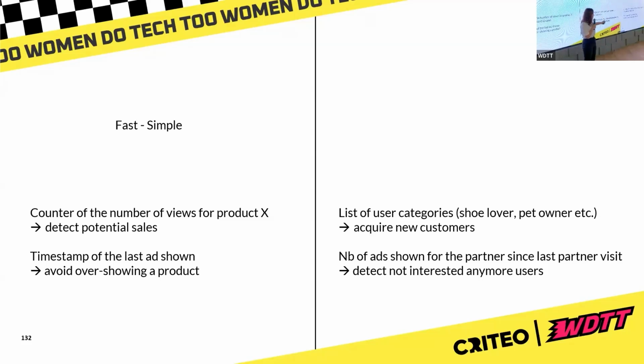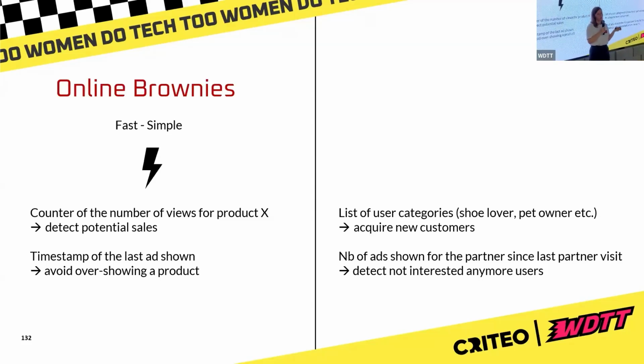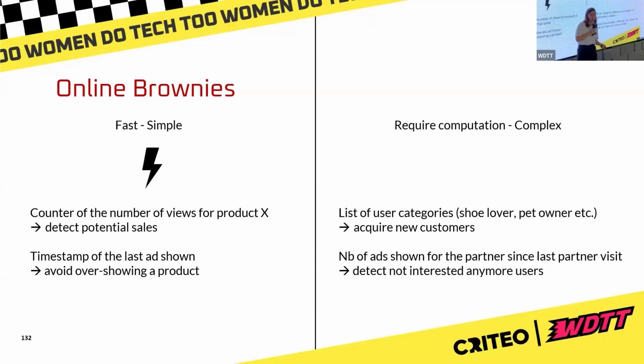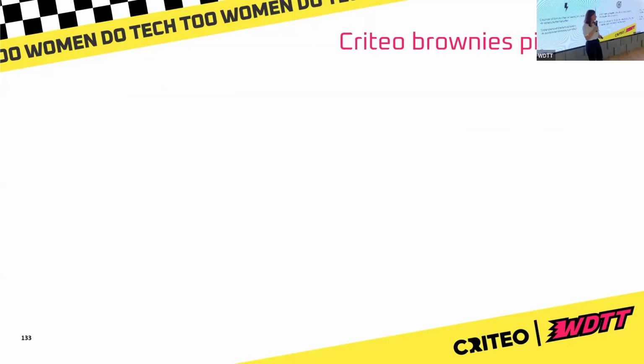So I put some kinds of information, and you can see that there are two kinds of categories. The first kind of information is quite simple to compute because it is based only on the events that we received. So we can compute it fast in near real time, and they are simple. So we will store them in online brownies. The others are more complex. They require more computation, and they are sometimes based on previous events with some algebra. So we will compute them with some latency, and they will be stored in offline brownies.